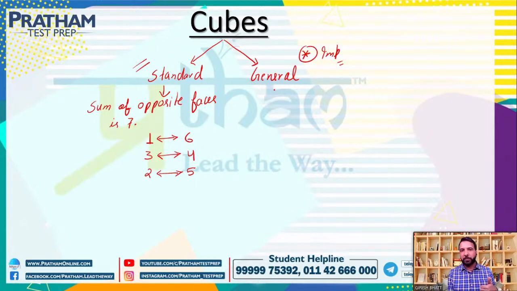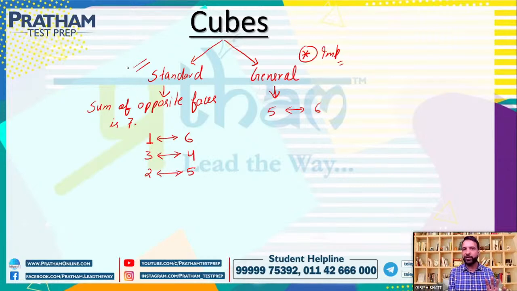And what about general dice? Here the sum of opposite faces can be any number, right? It can be like 5 and 6 are opposite. It can be like 6 and 2 are opposite, 6 and 3 are opposite. Any number can be opposite to any other number, right? Okay? Any number can be opposite to any other number. That is general dice, and standard dice is where the sum of opposite faces is 7.